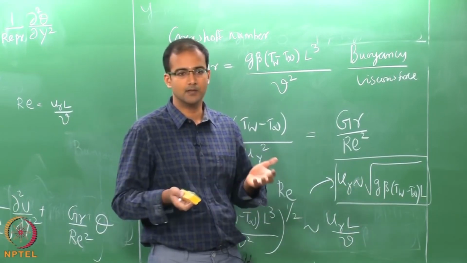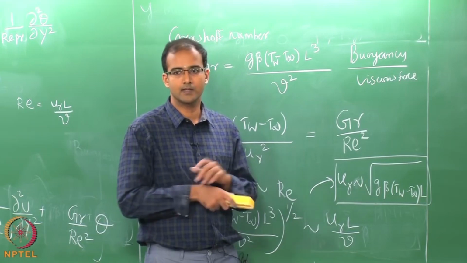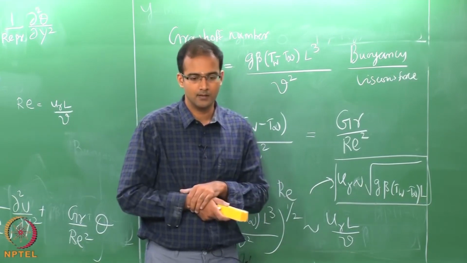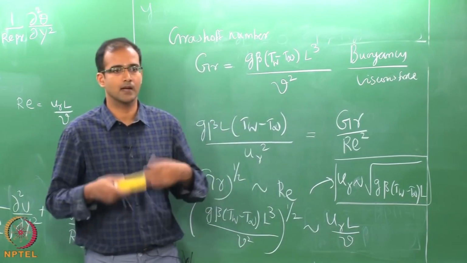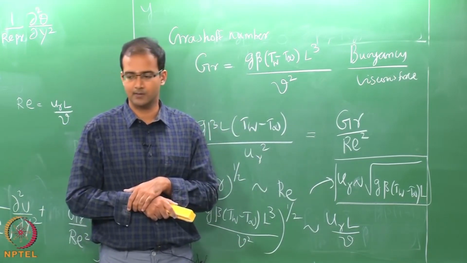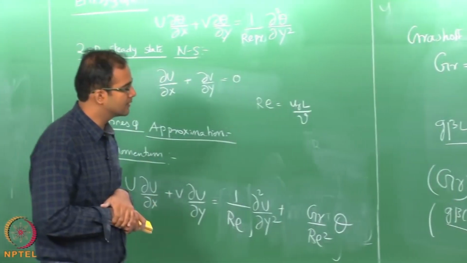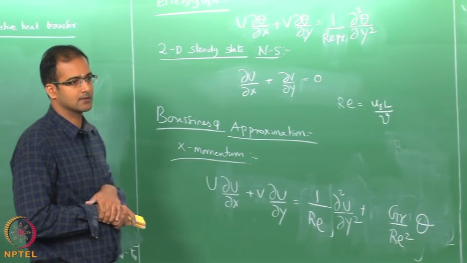If there is no temperature difference, therefore, there is no inertia. Okay. The inertia is essentially arising from the buoyancy term, which is actually a function of your temperature difference. Therefore, you can classify different regimes.